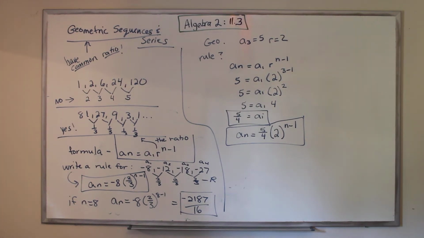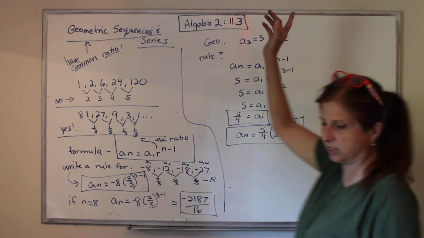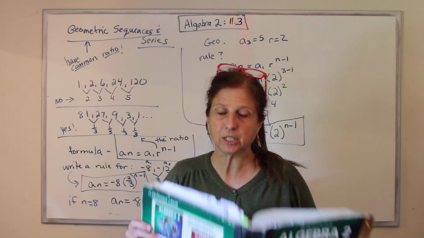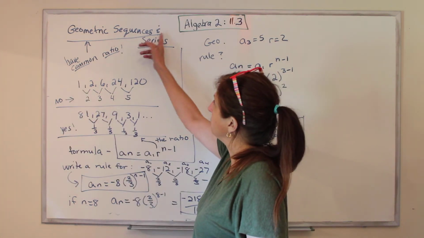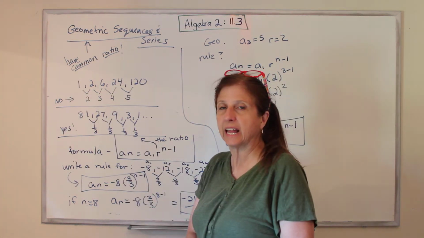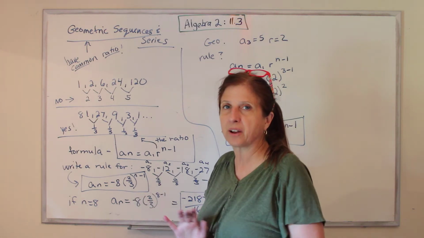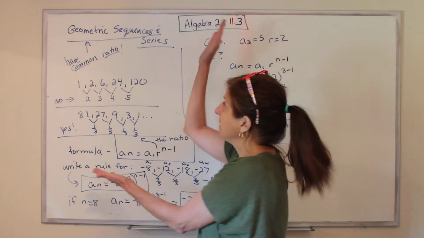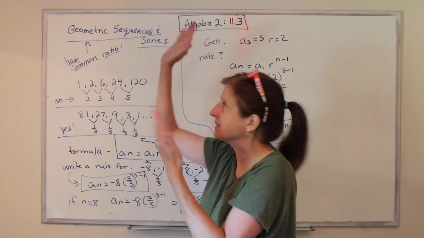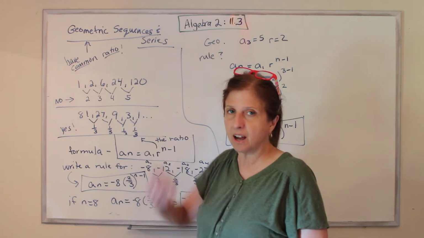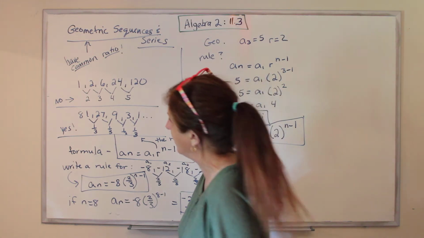Welcome back to Algebra II, Chapter 11, Section 3 in this book. And we are talking about geometric sequences and series. Last time we talked about arithmetic ones, and I told you there was another kind. There it is! Geometric sequences and series. They have a common ratio. What do I mean by that?